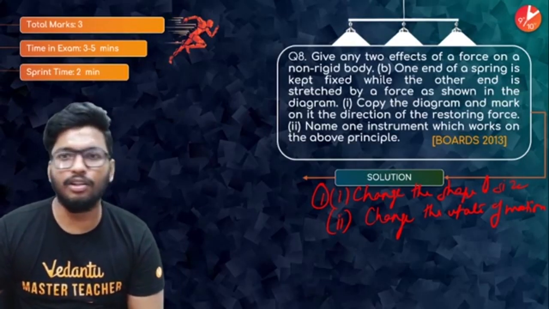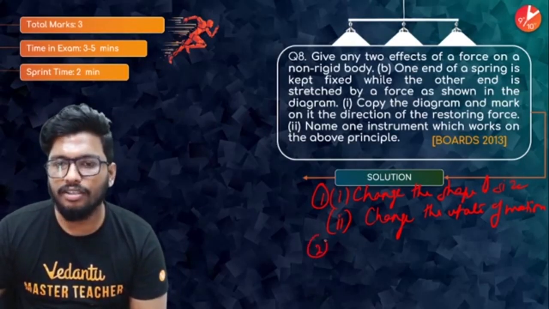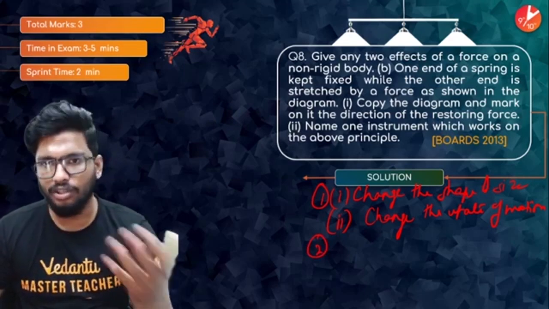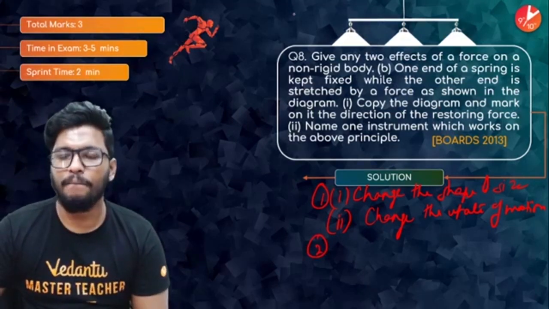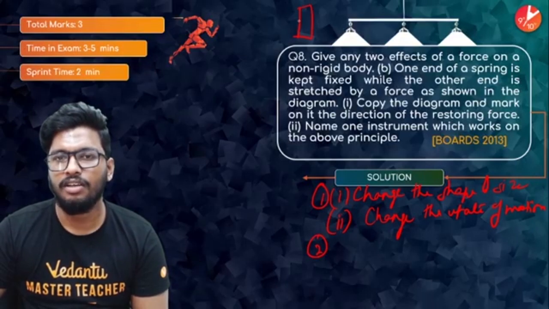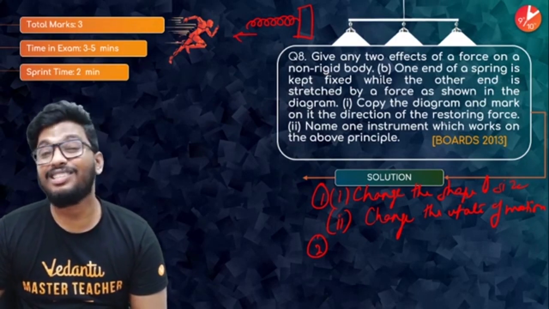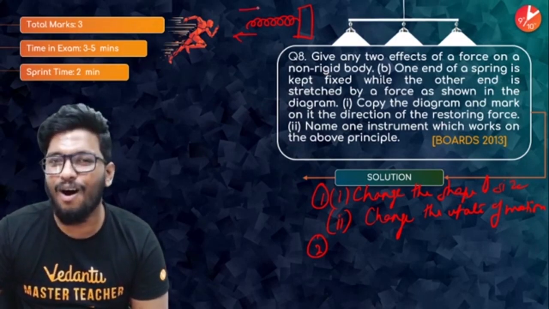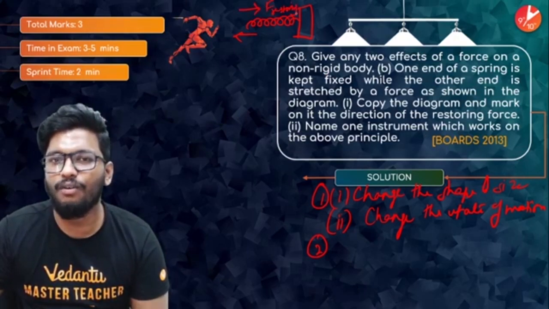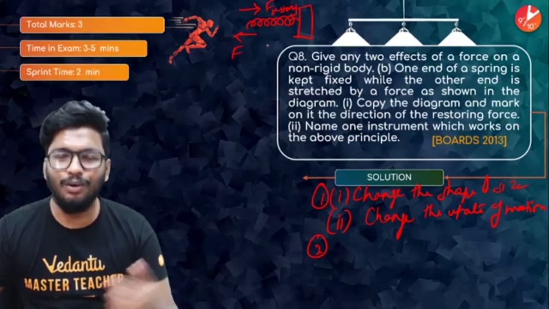Now, to answer the second part of the question, if one end of the spring is fixed as shown in the diagram, copy the diagram first. So I'm going to make the diagram over here. This is the fixed surface. This will be your spring, right? This is where the force is acting. In which direction would be the restoring force? The restoring force would be in the opposite direction. So F restoring would be in the opposite direction to the force that you're applying.